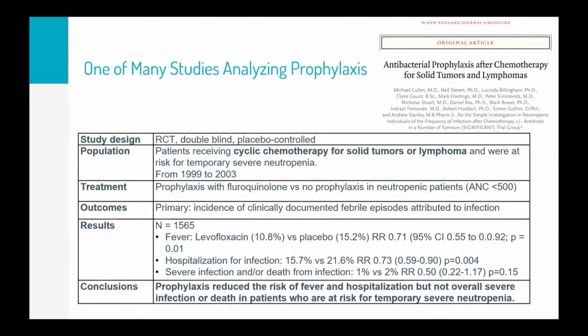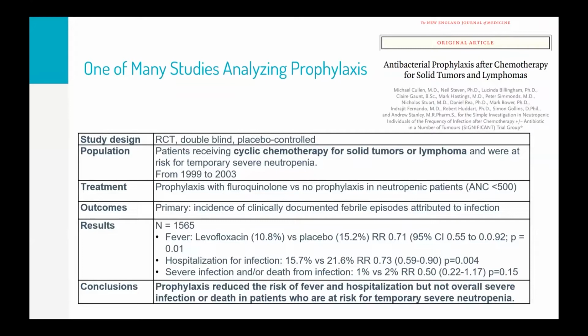They compared prophylaxis with a fluoroquinolone to no prophylaxis in neutropenic patients. Their primary outcome was the incidence of clinically documented febrile episodes attributed to infection. And they had a total of around 1,500 patients. Fever occurred in around 11% in the levofloxacin group compared to 15% in the placebo group, which was statistically significant. For hospitalizations for infection, this occurred in around 16% in the levofloxacin group compared to 22% in the placebo group, which was also statistically significant.